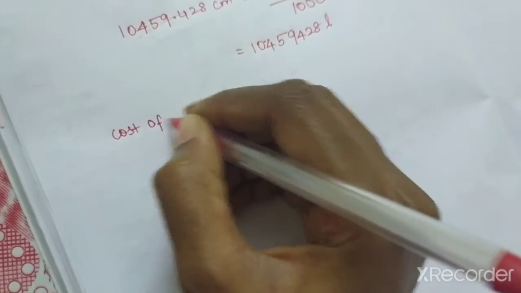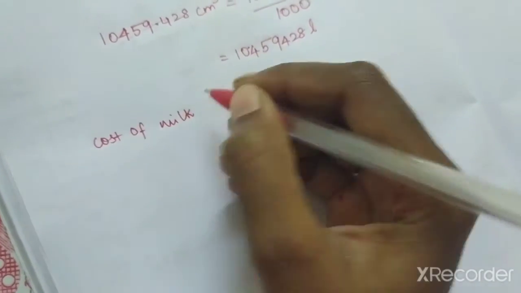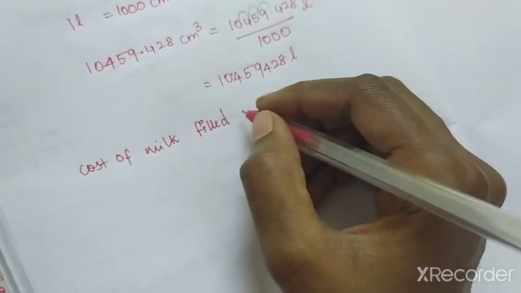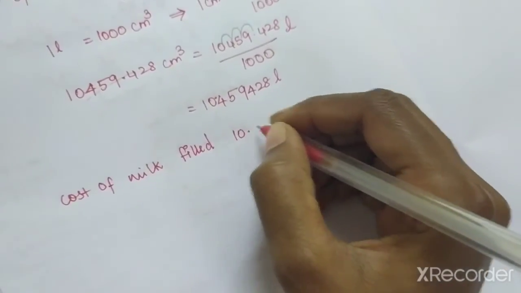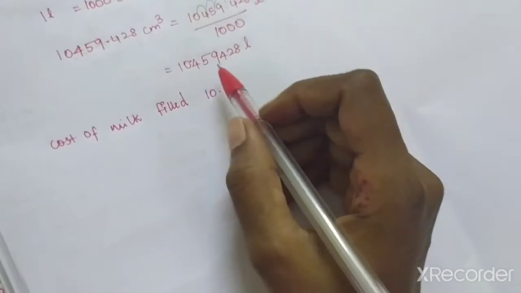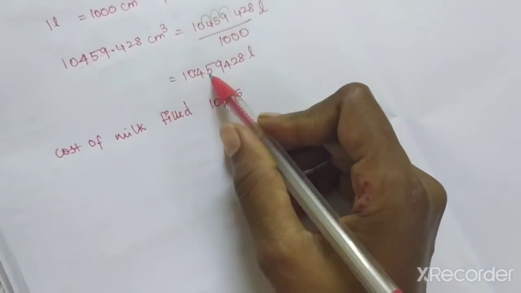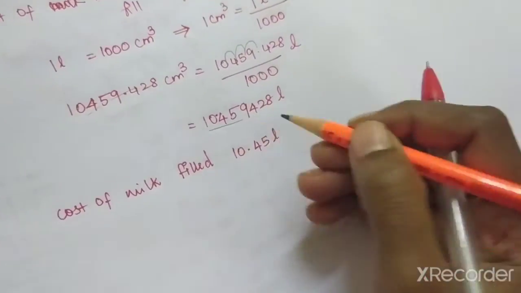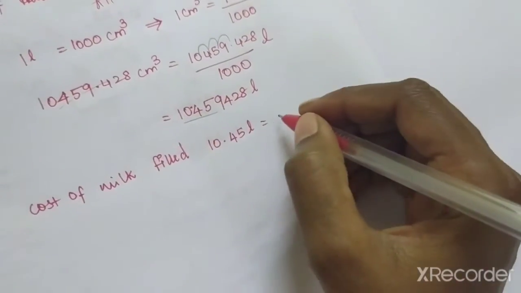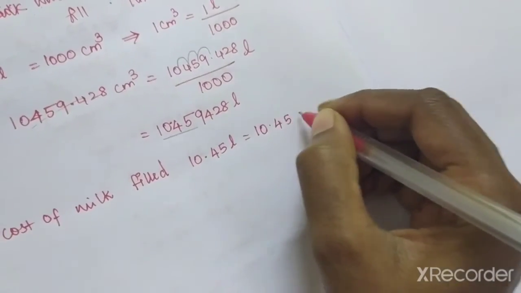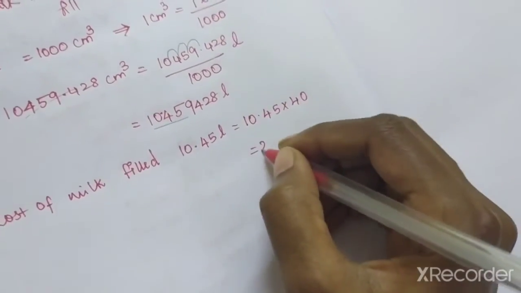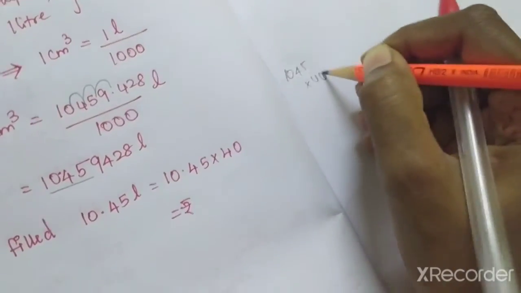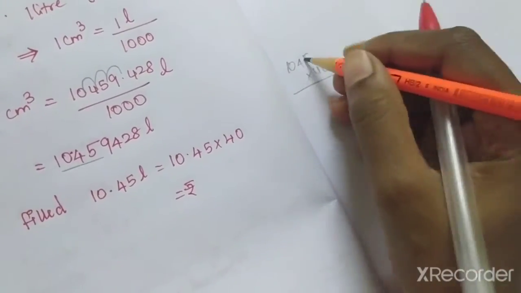So the cost of milk filled is 10.45, so 45 is enough. Okay, 10.45 liter, 2 decimals is enough. Equal to 10.45 into 40 rupees. So multiply it.